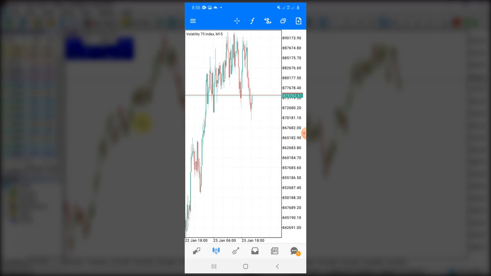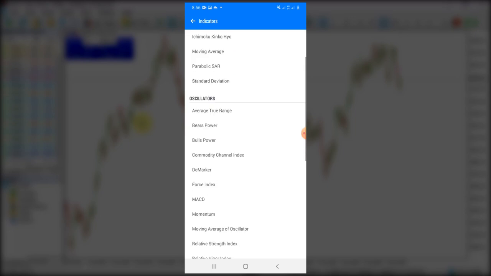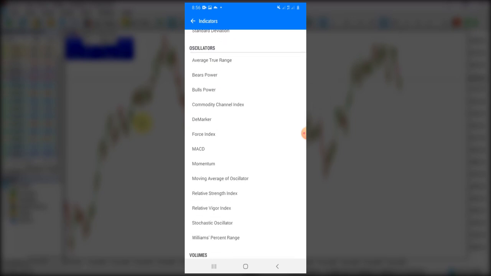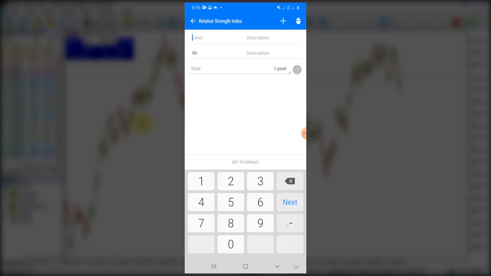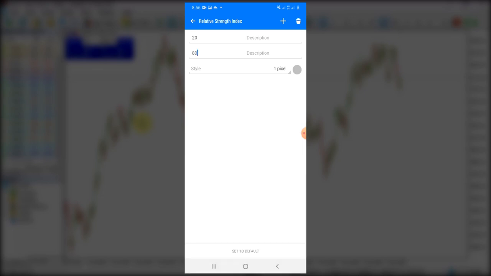So the first thing you need is the RSI, the relative strength index, and you have to make sure that the period is at 1, just like this, and also the color is white. So you can change the levels according to your desire. So let me just change them to default, like 20 and 80. So the levels are 20 and 80. So these are your overbought and oversold zones.